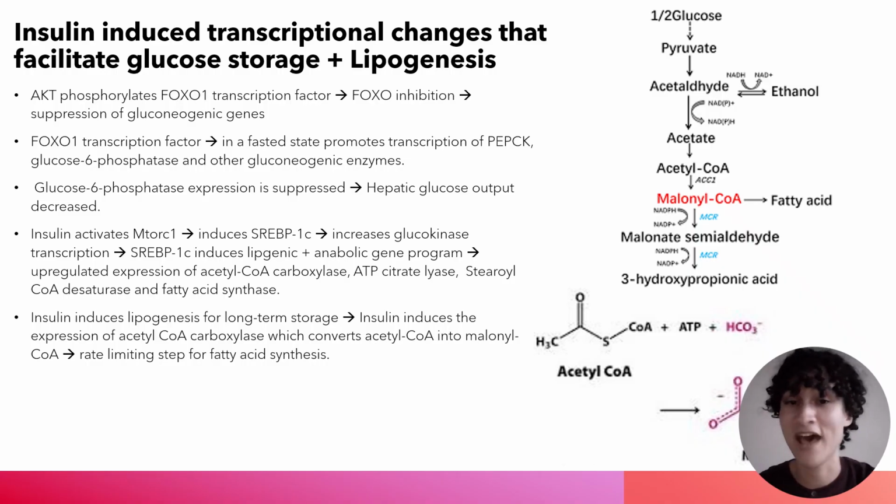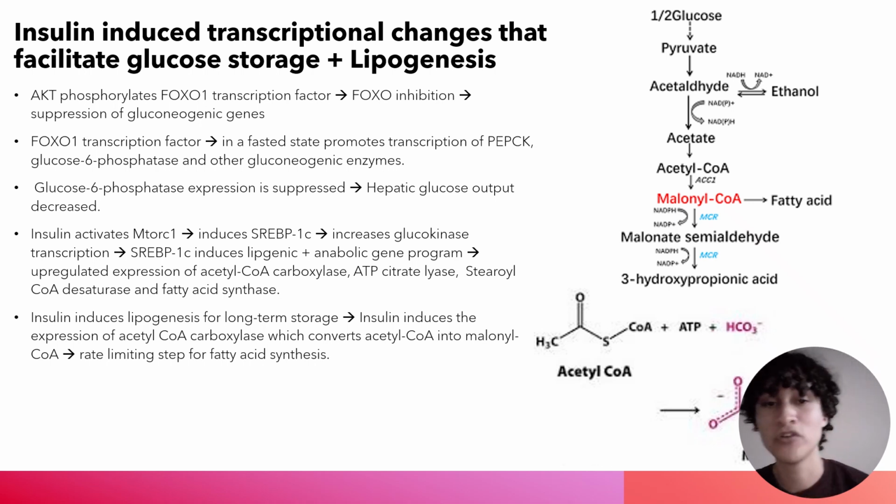So it's converted into fat through an enzyme called acetyl-CoA carboxylase, which will convert acetyl-CoA into malonyl-CoA, and that's a rate-limiting step in fatty acid synthesis. Okay, the synthesis of fatty acids to be stored. So therefore, insulin will induce transcriptional changes that will facilitate glucose storage and lipogenesis, so the synthesis of fatty acids. Now, as I mentioned before, there are transcriptional shifts, and this is mainly to do with protein kinase B. It phosphorylates transcription factors, suppressing gluconeogenic genes.